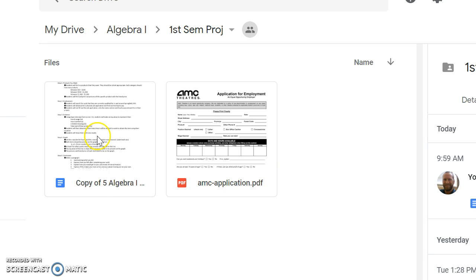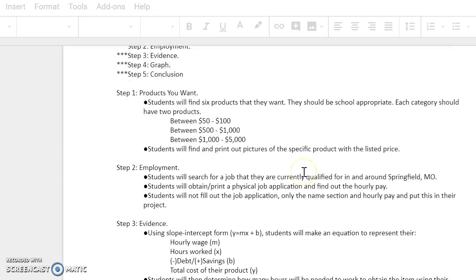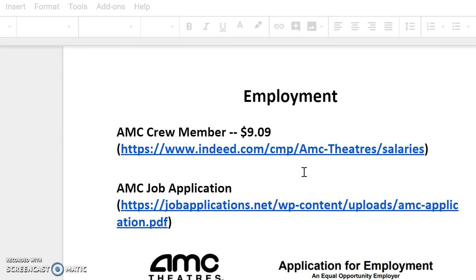Okay, so here we go. There's the template. Or actually, this is the copy I made. Okay, it's the copy of the template. And then here's the application that I have for the employment part of the project. That way I can keep all my files organized for the project. And I believe this is my completed one. It should be. Let's scroll and find out if it's got all my nice things.